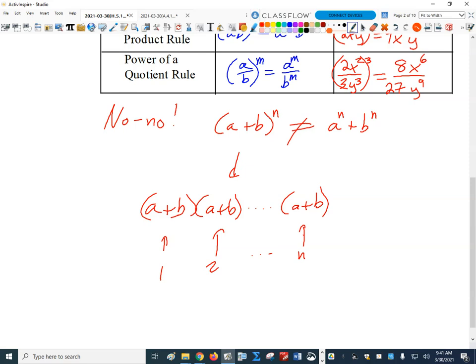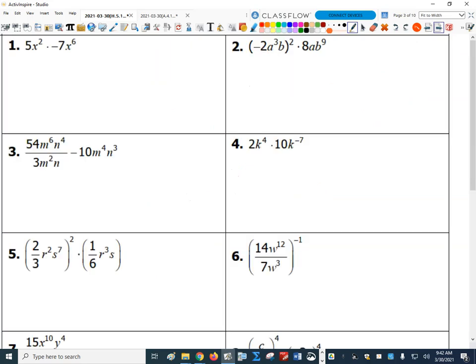I would have to multiply a times b, get an answer, simplify it, then multiply that whole thing times a plus b again, simplify, then multiply by it again and simplify. Or there's some shortcuts that I'll show you for that. But it's not so simple. It's not just equal to a to the n plus b to the n. Okay? All right.